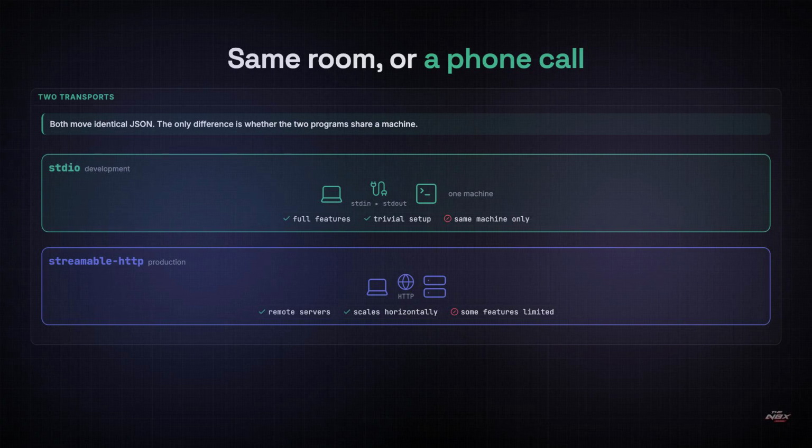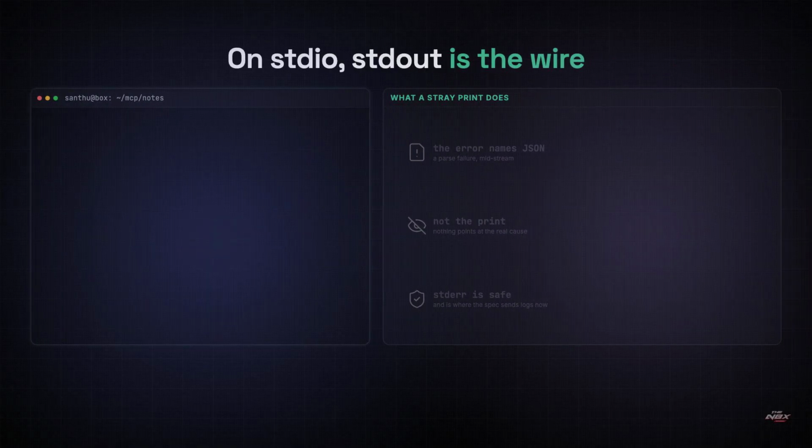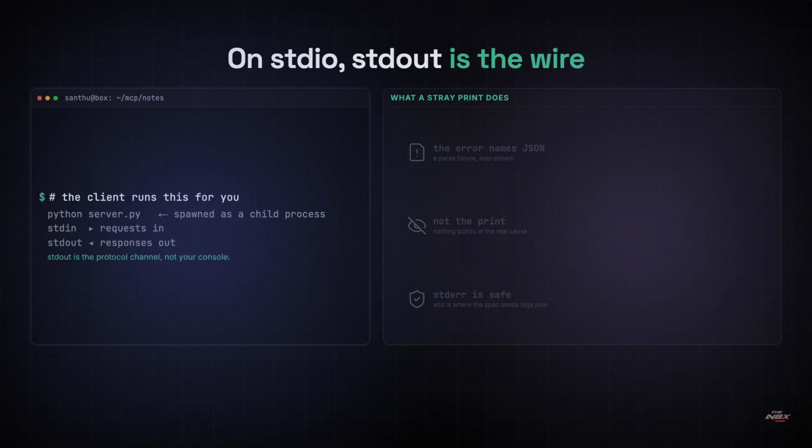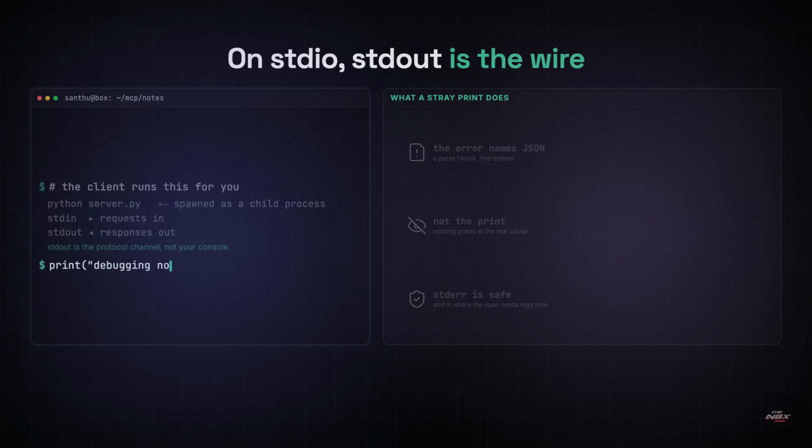That's the whole choice. STUDIO while you're developing, HTTP when you ship. STUDIO deserves a closer look because how it works explains a bug almost everyone hits once. The client doesn't connect to a running server. The client launches the server as a child process and then talks to it down that process's own standard input and standard output.